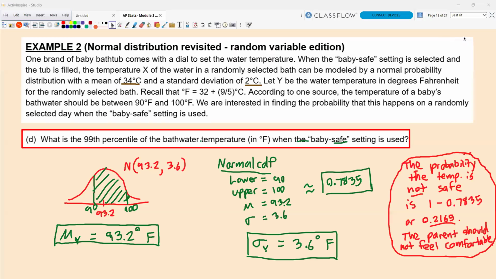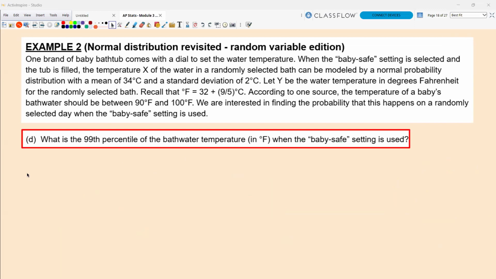Part D, last part. What is the 99th percentile of the bath temperature water in degrees Fahrenheit when the baby safe setting is used? Well, let's clear this stuff out. So the 99th percentile is going to occur when 99% or less of the data is below a certain point. So if I draw myself a normal curve, that 99th percentile is going to be somewhere over here. 99% of the area below should be shaded. So I know that my area should be 0.99.